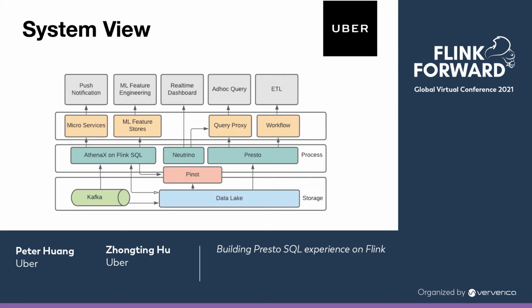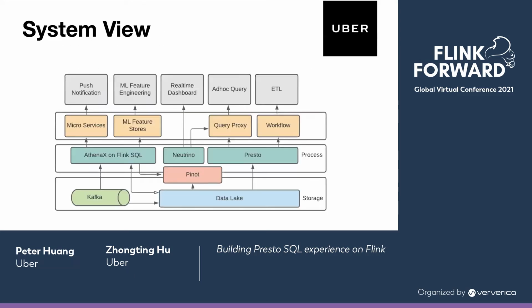On the right side, Presto is our interactive query engine. Users can run ad hoc queries to explore data in the data lake, which is stored in Parquet files. And also a bunch of users use Presto as ETL, to do the data transformation and write to another table in the data lake. In the middle, Neutrino is a specialized Presto setup running on microservices. It has the Pinot connector in Presto, so that it can translate Presto SQL into Pinot query language and query data in real time to serve real-time dashboards.